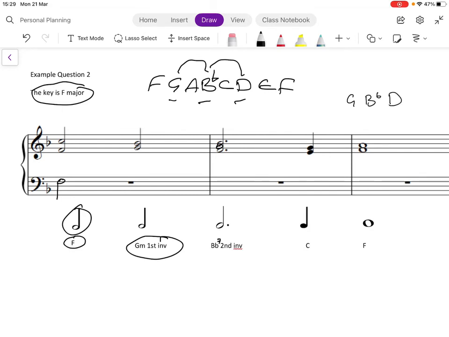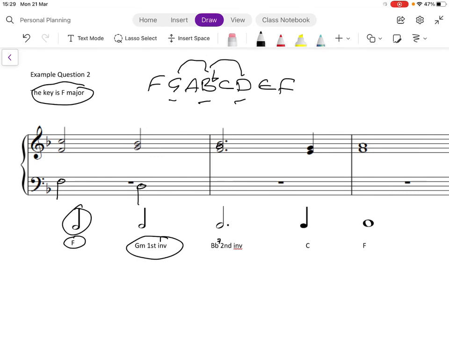So it's a first inversion. Remember, it goes root, first inversion, second. It's going to be our B flat. So I'm going to put that on the B flat. And remember, you don't need to have any accidentals here because it's taken care of by the key signature. All right. On to the next one. Let's get rid of this.